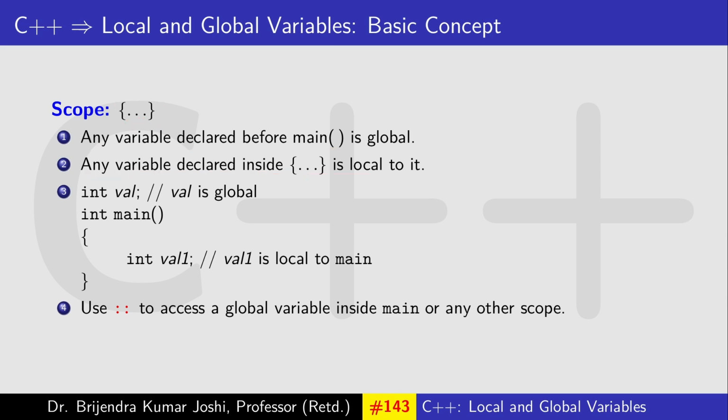So, for example, I have written a small code: int val. Val is global because it has been declared before main. Now, the scope of main is between these two braces. So here, int val1 is local to main. Now, if we wish to access a global variable inside main or any scope, we need to use this two colons, known as the scope resolution operator.